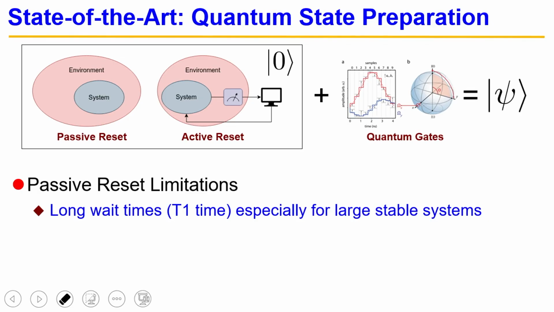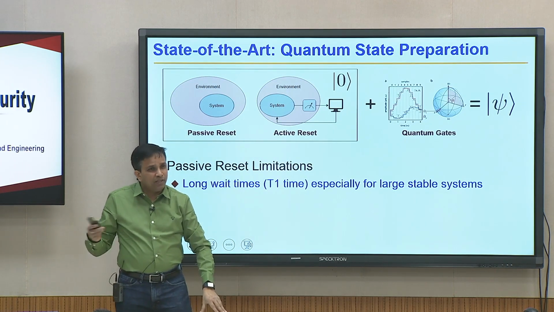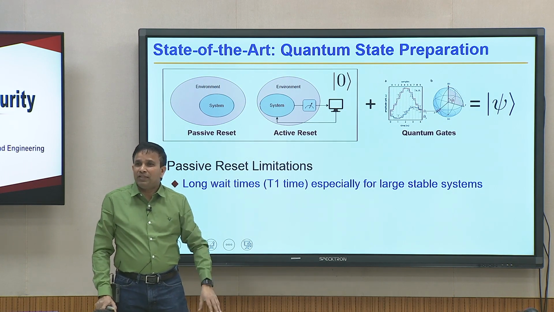Now, people say, well, this is opening the door once in a while to see how I am doing, how angry I am. That is the kind of active reset. You let it cool down, then you measure, and a classical computer checks, yeah, it's cooled down enough, or I need to wait a few more minutes, like opening the door once in a while. What is the problem with active reset?